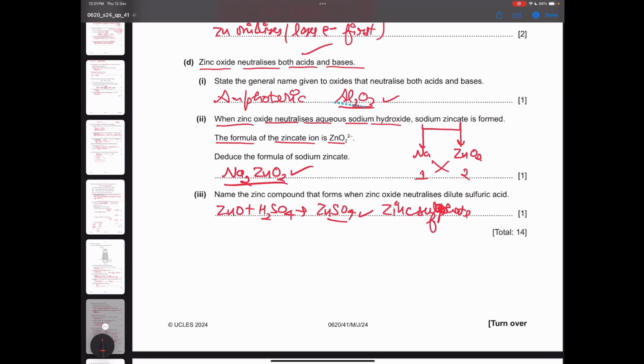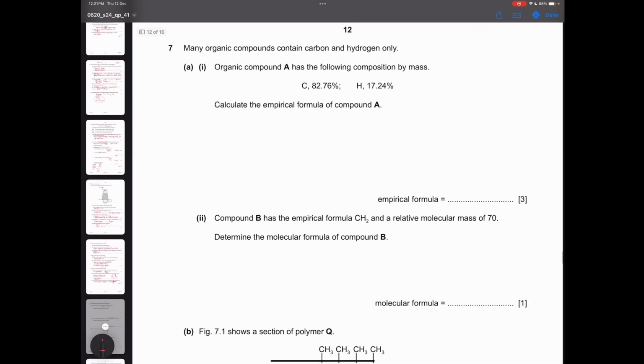Question 7. It's a question regarding the empirical formula. See, the total percentage is adding up to be 100%. So you can directly take carbon as 82.76 grams, hydrogen as 17.24 grams. What is our next step? Divide with the atomic mass of carbon, divide this with the atomic mass of hydrogen to get a simplified ratio. Give me a minute, I'll use the calculator.